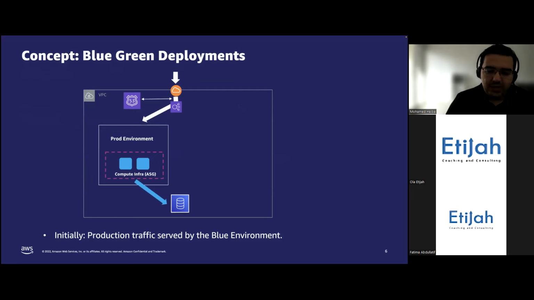So this is an example architecture. Here we've got a load balancer. This is Route 53. All my users are going to the prod environment. This is the blue one, the stable one. Initially, production traffic is served by the blue environment. We're connecting to a DynamoDB database, or whatever database we want, and everything is working fine. This is version 1.0.